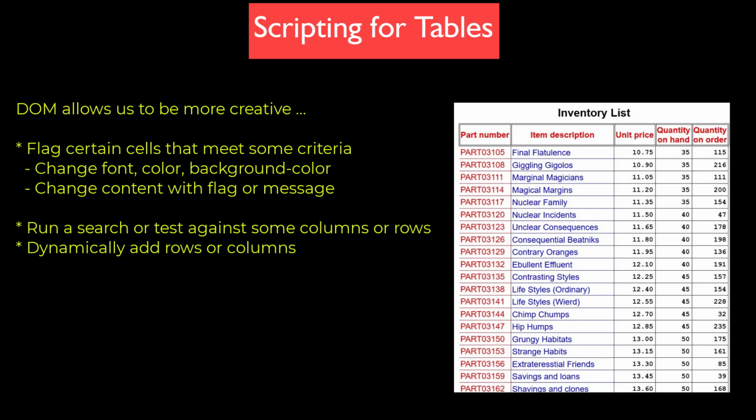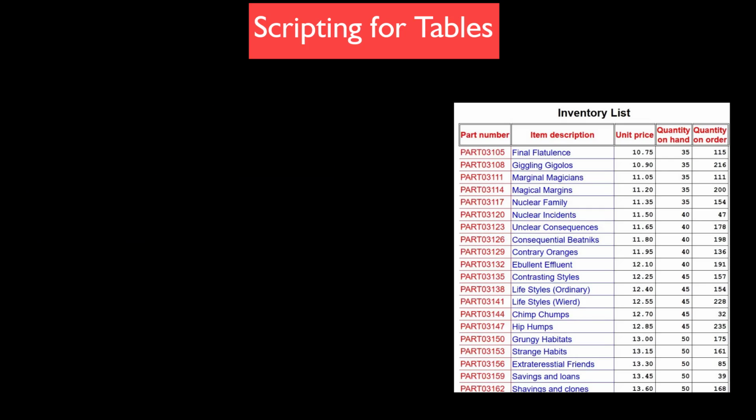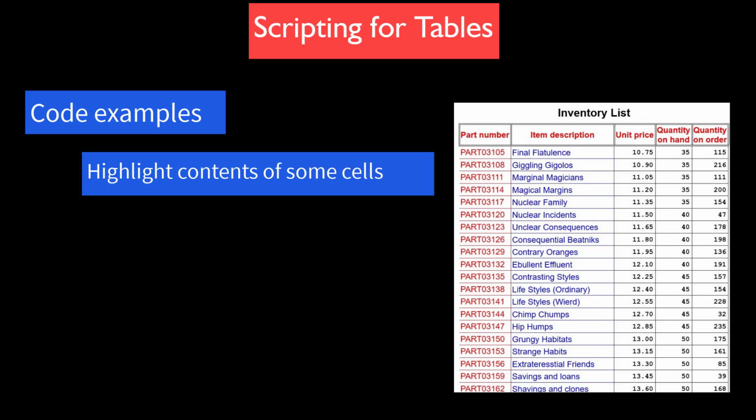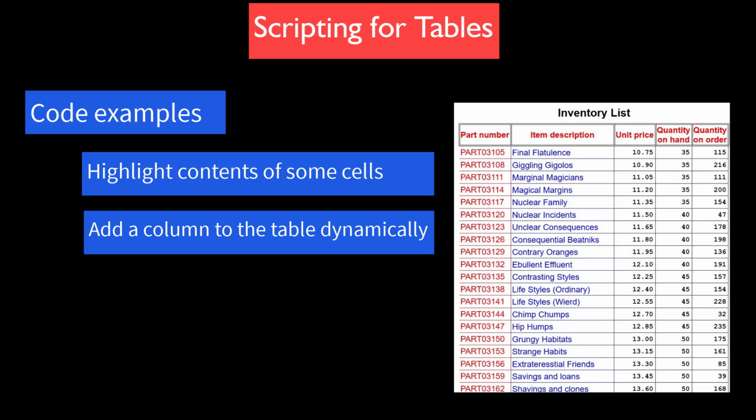Now, many of these ideas require user input, what text to search for for example, or what should be the contents of a new row, and so on. It's not hard to envision having some input boxes, buttons, or other controls to gather this information. We'll be using one of our previous inventory tables as a starting point to suggest a couple of ideas and explore developing scripts to implement them, just to provide some useful code examples, as well as to extend our range in JavaScript coding. So we'll highlight the contents of some cells, or add a column to a table dynamically.